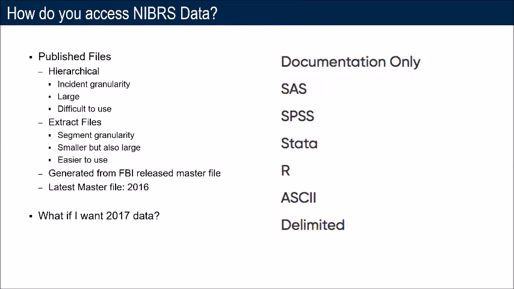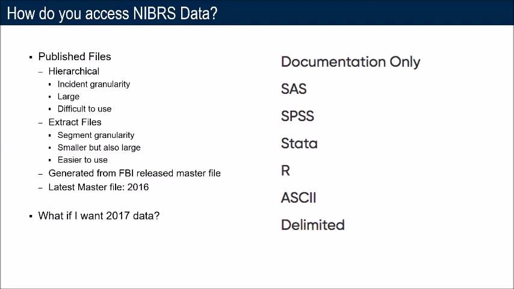Traditionally, if you wanted to access NIBRS, you had two options. And both of those options were flat files. So you look online, you'll find them, and you have your choice. You can have any file as long as it's a flat statistical file, or just straight ASCII if you're into that.